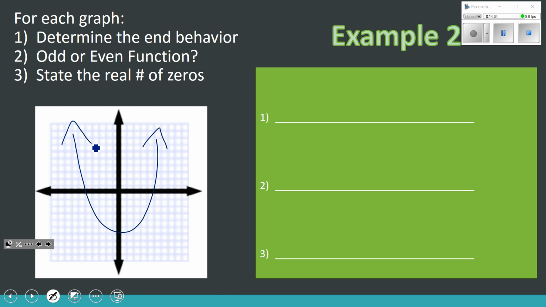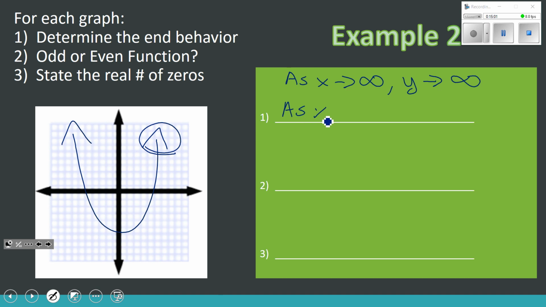All right, example 2. As x goes to positive infinity. So what direction is that? To the right, so go to the right side of the graph. Look at your arrow on the right side of the graph. What's happening to the y? Y goes to positive infinity. Okay, then reverse it.